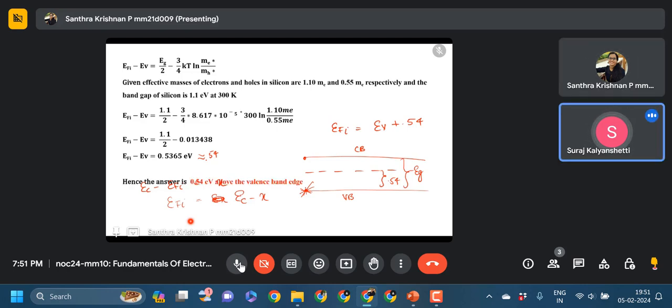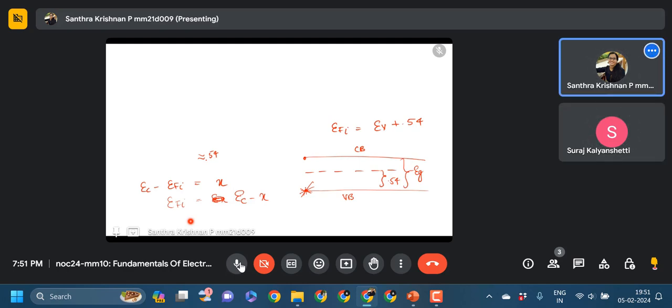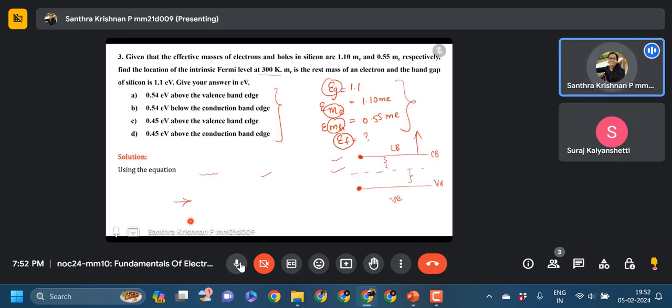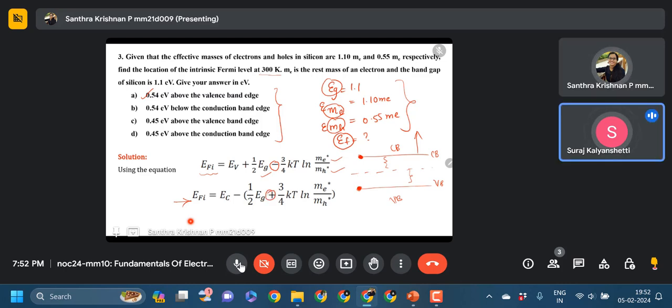Can we go to the options to see, or is it not required? It's okay, I understood the concept. We can go back and just see. 0.54 above the valence band. If you calculate the other way around, you might get some other value below the conduction band, so probably the D option should also be correct. But here there is a plus value, here a minus value, so some differences might be there. Got it.